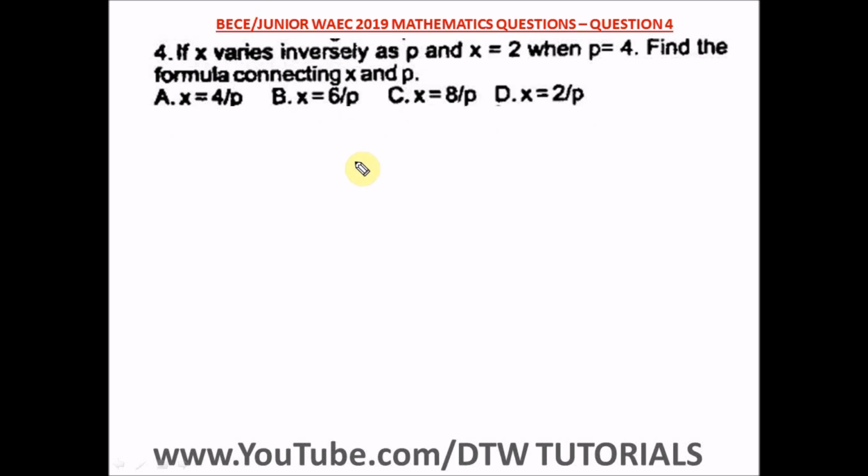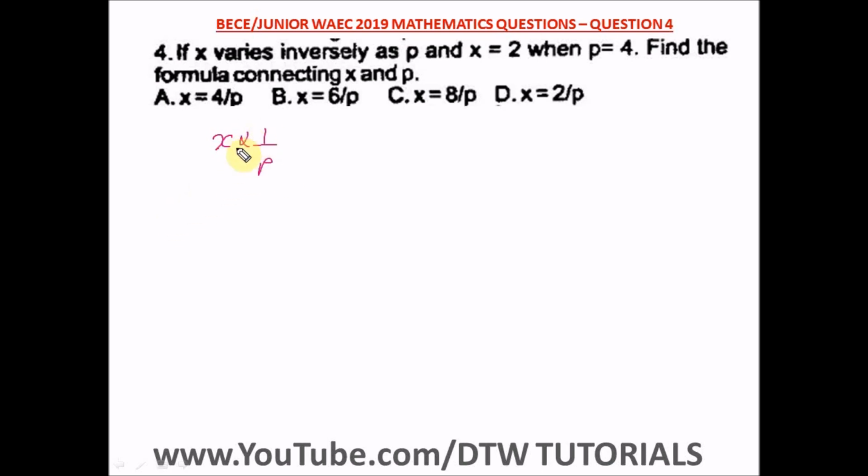Question 4 of the BECE Junior WAEC 2019 Mathematics Past Question. It says, if X varies inversely as P, and X is equal to 2 when P is equal to 4, find the formula connecting X and P. Okay, so first of all, X varies inversely as what? P. Okay, this is what the statement means.